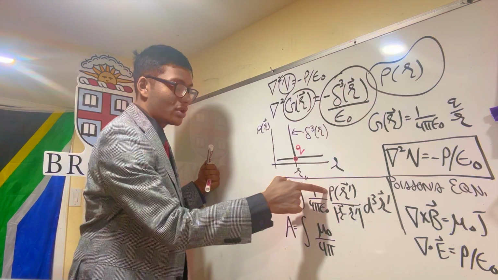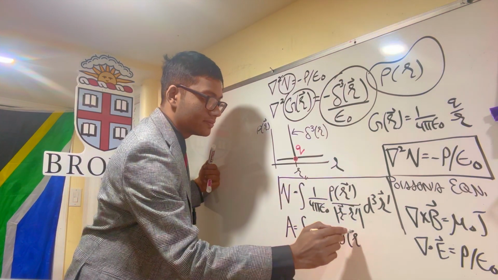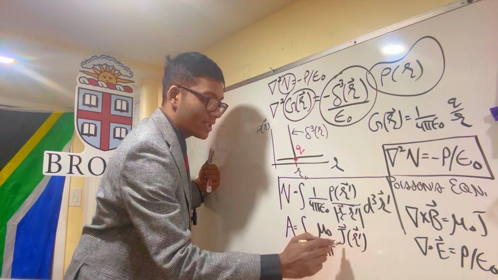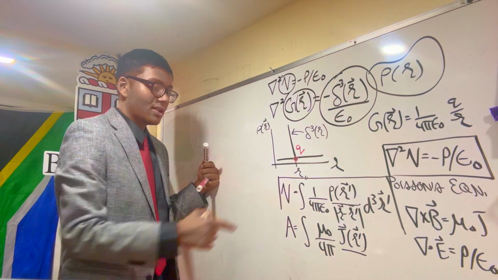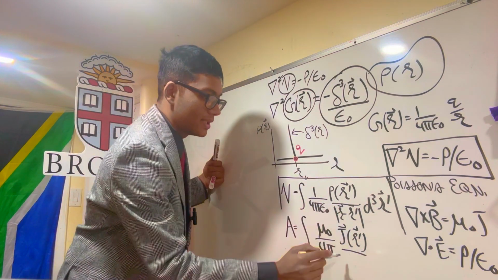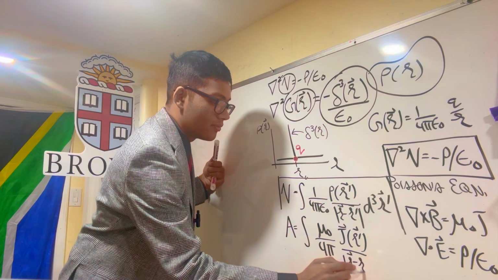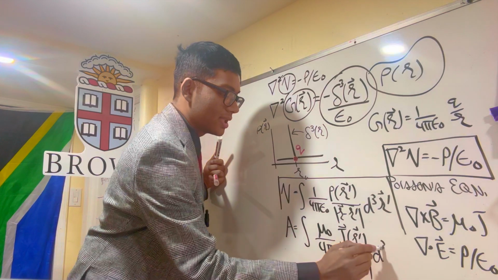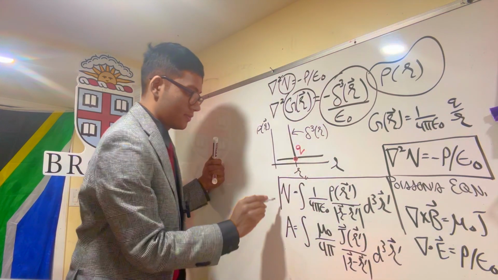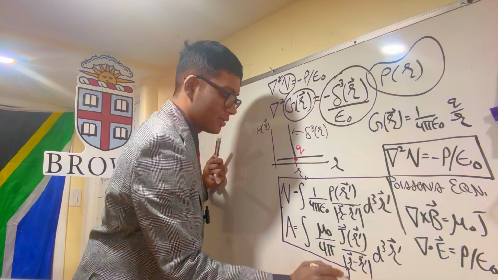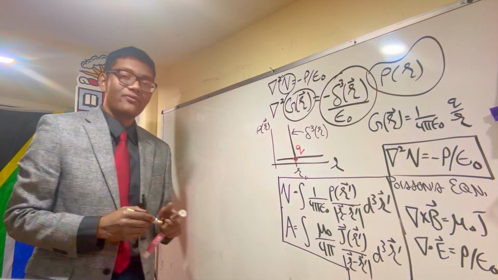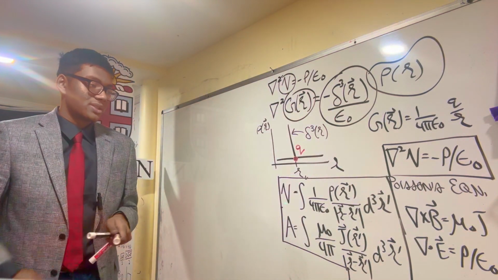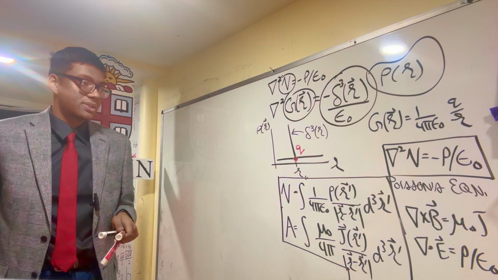Just replace the charge density with the current density. And this current density is a vector, unlike the charge density. And we divide it by R minus R prime. That's the distance to the source. And then we just integrate. So voila, that's how you find the magnetic vector potential due to an arbitrary current source.